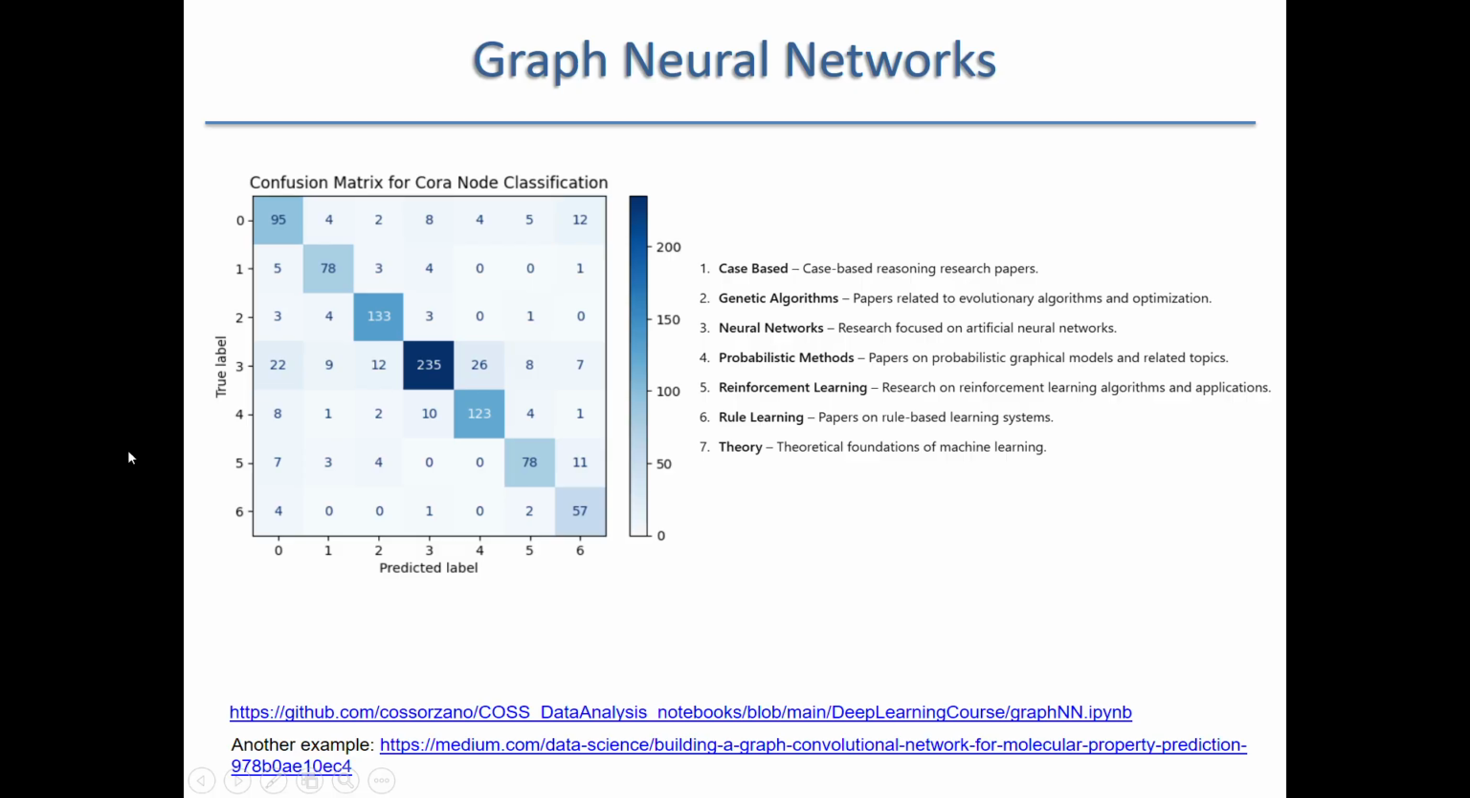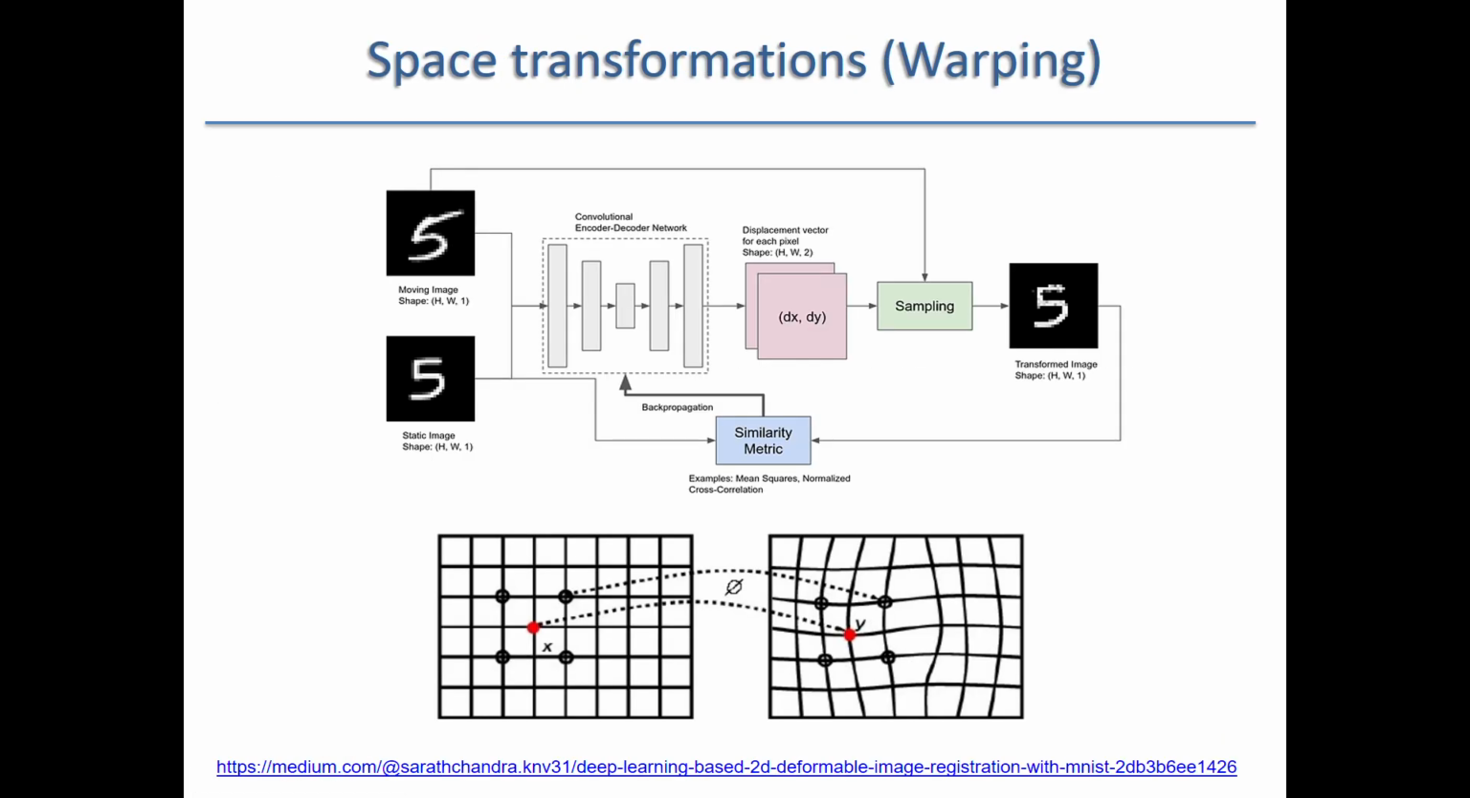I think here we have the confusion matrix. Papers coming from neural networks are sometimes confused with some other papers, and also papers based on case-based reasoning are sometimes confused with some other kind of papers. Here you have this example, and here you have another example if you want to learn how to do that for your graphs. That's all.